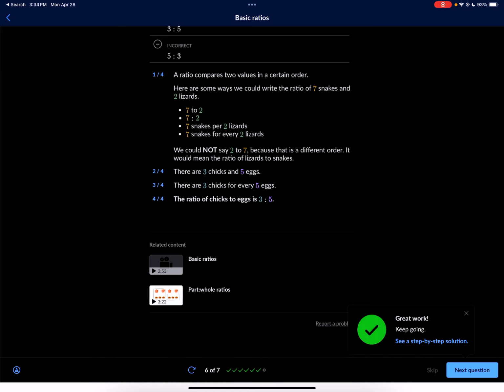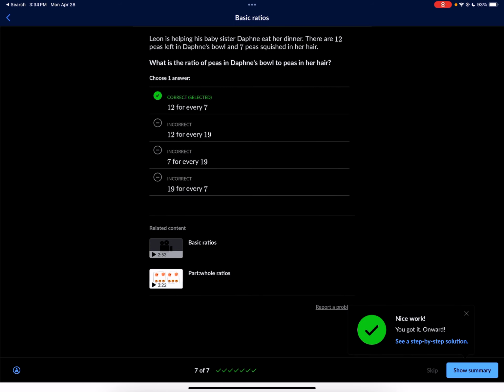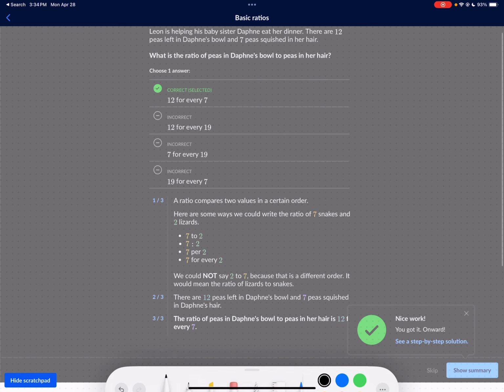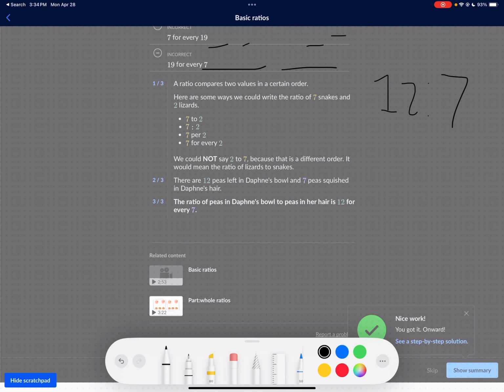Okay, for this last problem, I want you guys to take a crack at it on your own, and then we'll go over the answer, and then I'll give you the explanation. So the answer is A. What we do here is we take the peas in the bowl, which is 12 in the bowl, and then peas in this hair, which is 7. So it's 12 to 7. So it's 12 for every 7. Same thing. So that is our answer. If you got that right, great job. If you didn't, here are the videos. You can always ask for help, and happy studying.